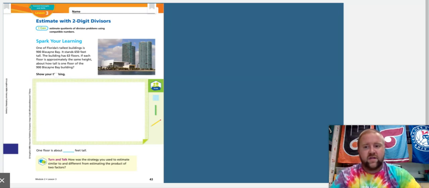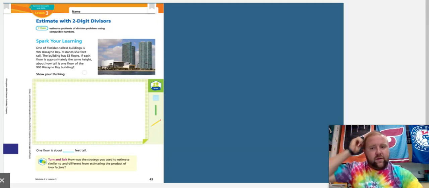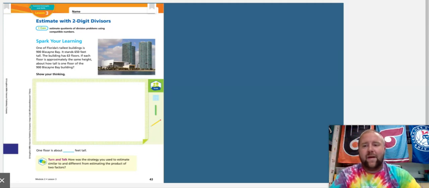All right, so when we look at this example, it says one of Florida's tallest buildings is 900 Biscayne Bay. It stands 650 feet tall. The building has 63 floors. If each floor is approximately the same height, about how tall is one floor of the 900 Biscayne Bay building?